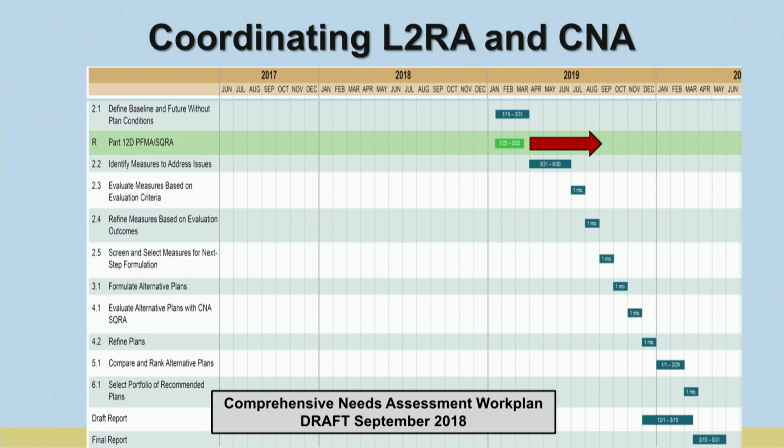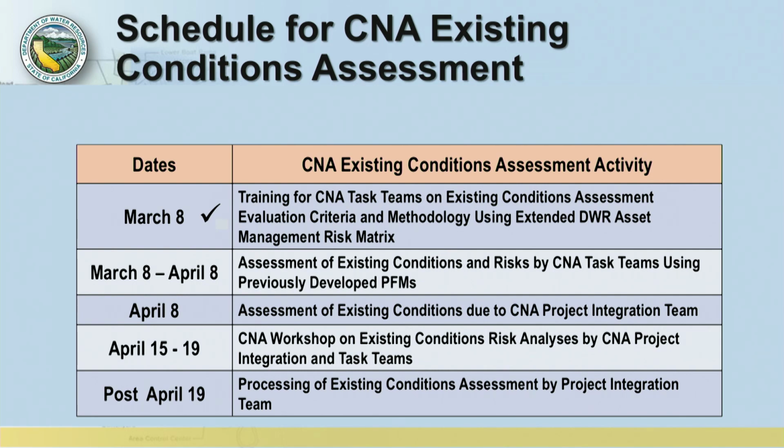That trails the schedule for plan formulation and evaluation of the CNA by some months. And so as a consequence of that, the CNA integration team took a decision to engage in a preliminary potential failure mode analysis using CNA team subject matter experts, many of whom had observed or been engaged in an informal way in the Level 2 risk analysis, to identify failure modes and understand the risk and consequence associated with those separately and independently for the comprehensive needs assessment.